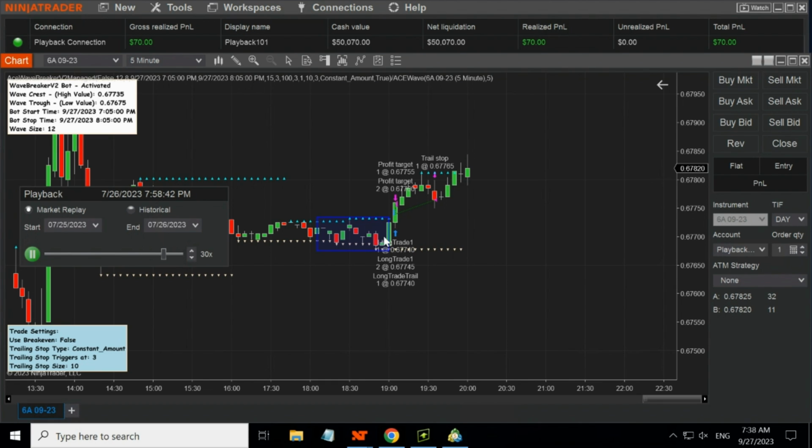I'll say it again, like I said at the start, WaveBreaker version 1 is a bot in itself, and this is a second bot. I've just called it version 2 because it incorporates the 3 different trails.